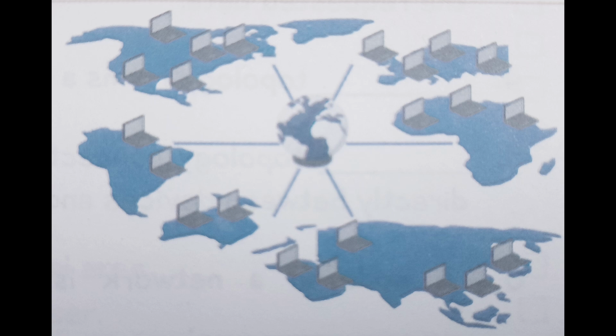WANs utilize a combination of various communication technologies including leased lines, satellite links and internet connection to establish connections over long distances. The internet is the most fundamental example of a WAN as it connects computers and devices all over the world.